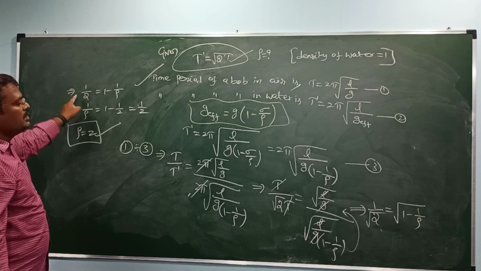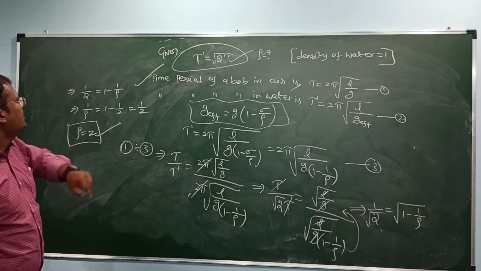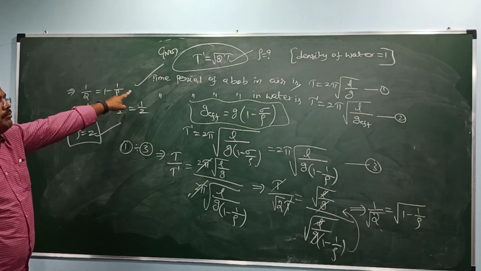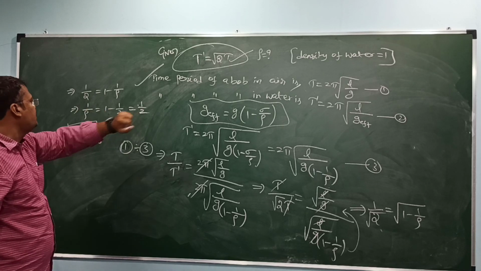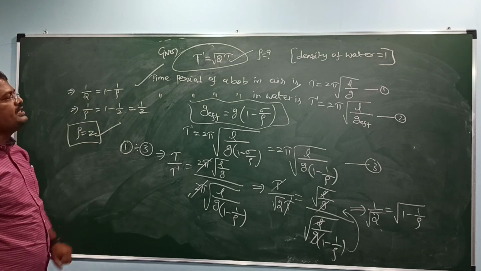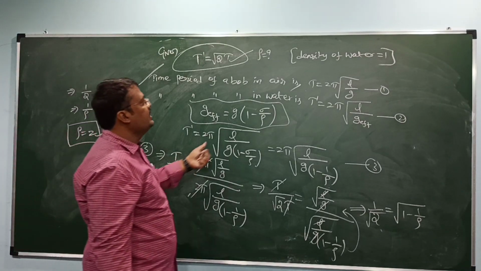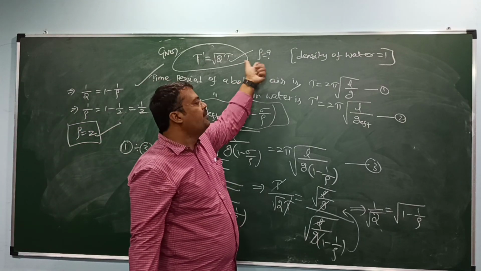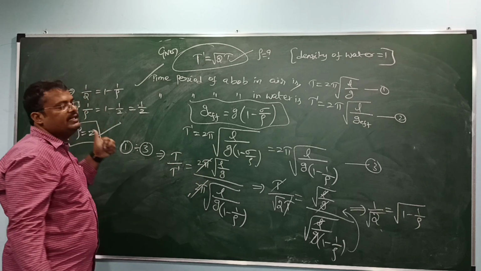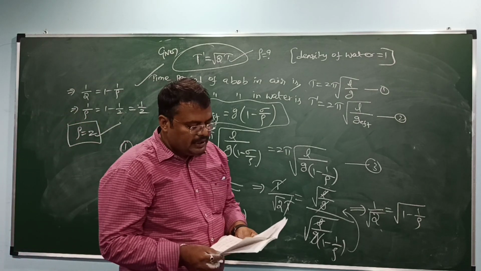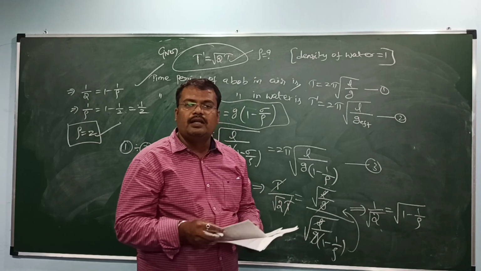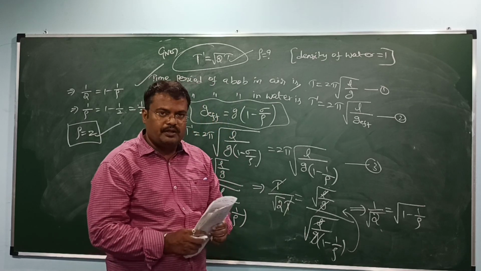Then in the next step, squaring on both sides, you will get 1 by 2 is equal to 1 minus 1 by rho. 1 by rho is equal to 1 minus 1 by 2, that is equal to 1 by 2. Then rho is equal to 2 we will get here. The density of the bob is nothing but 2 in this case. So this is one of the IIT problems, and the same type of problems we got in the NEET program also. Thank you very much. Thank you.